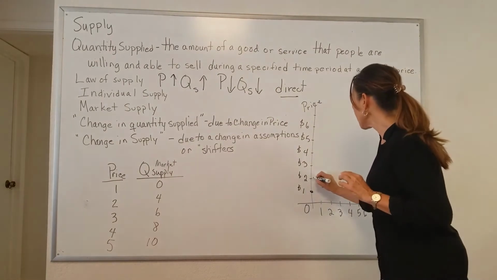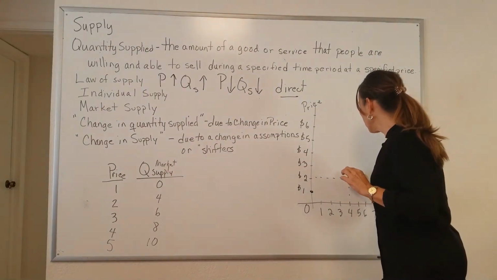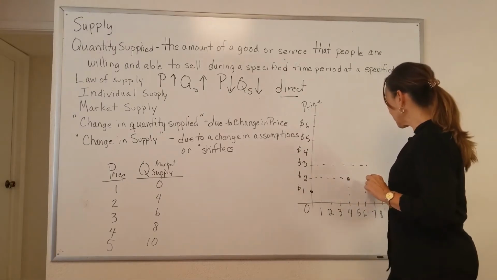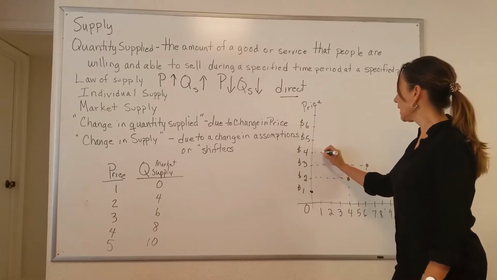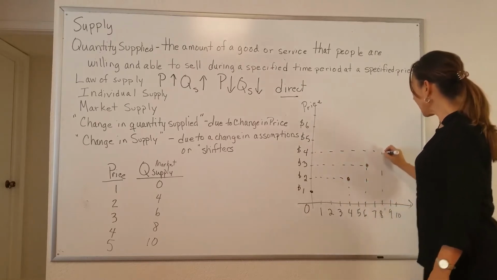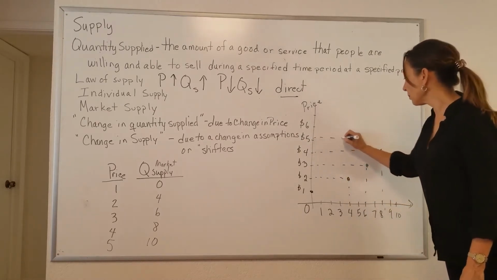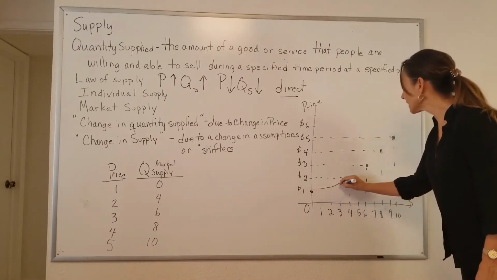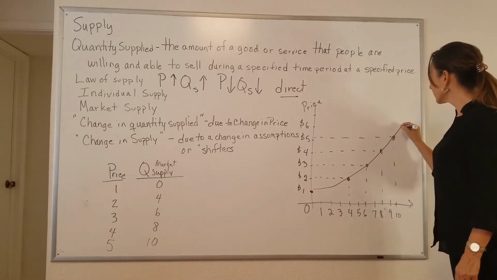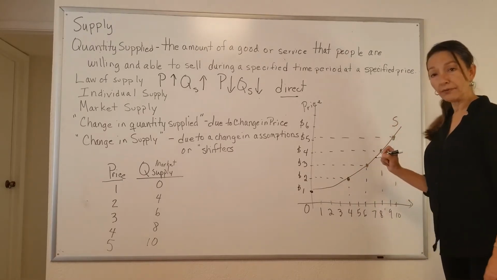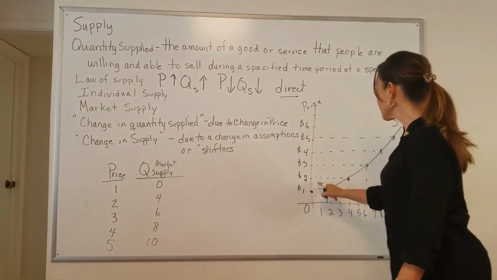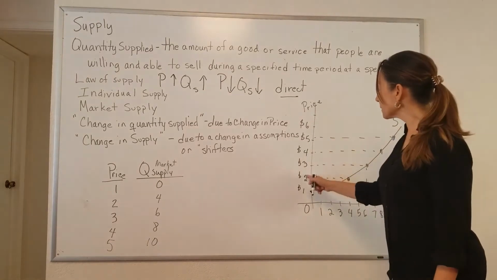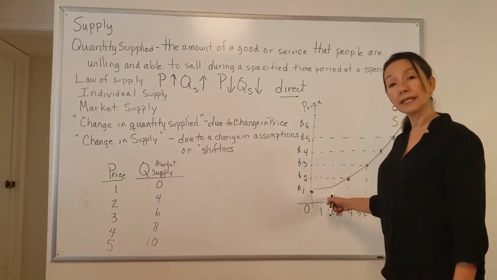At a price of $2, 4 ice cream cones. At a price of $3, 6 ice cream cones. At a price of $4, 8 ice cream cones. And at a price of $5, 10 ice cream cones. If we connect these dots, we have our supply curve. And you can see that as the price goes up, the quantity supplied increases. If the price goes down, the quantity supplied decreases.